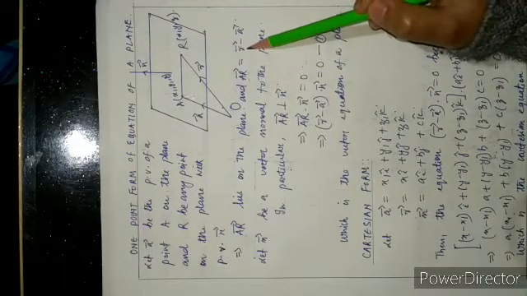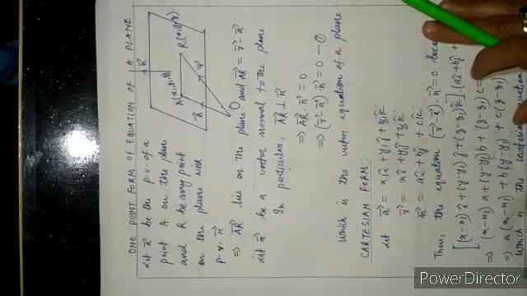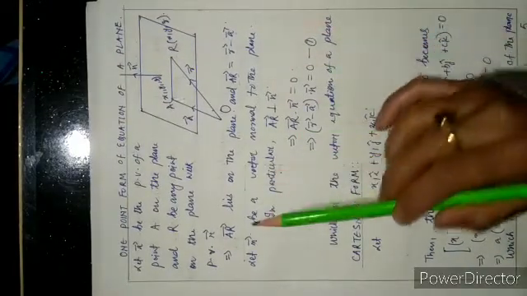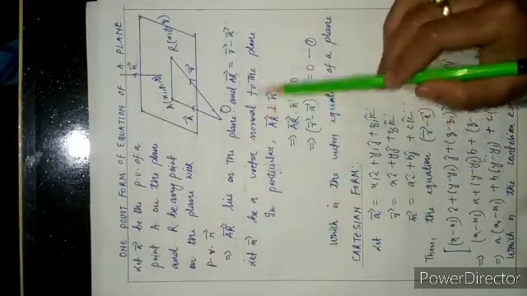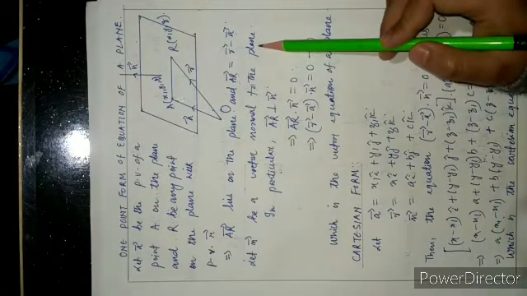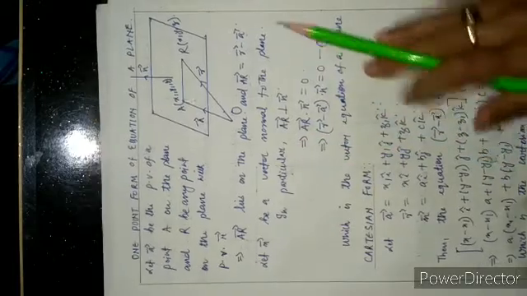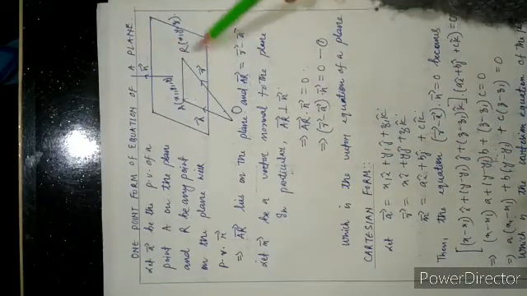Position vector of R is R vector and position vector of A is small a vector. Let n vector be a vector normal to the plane. The normal is perpendicular to any line segment drawn in the plane.